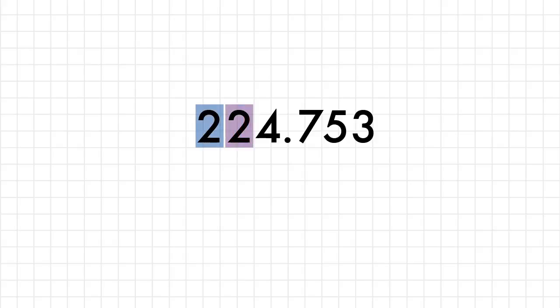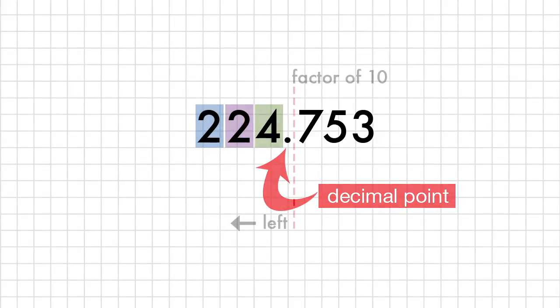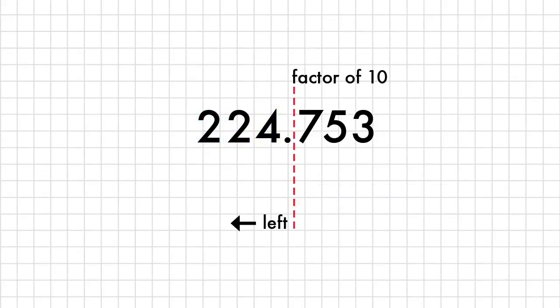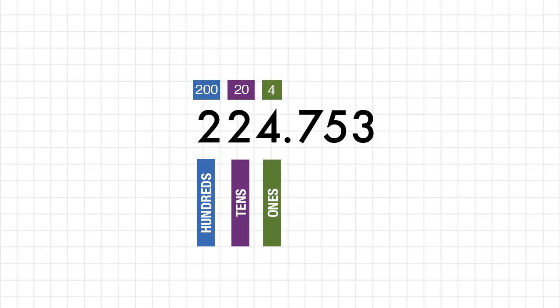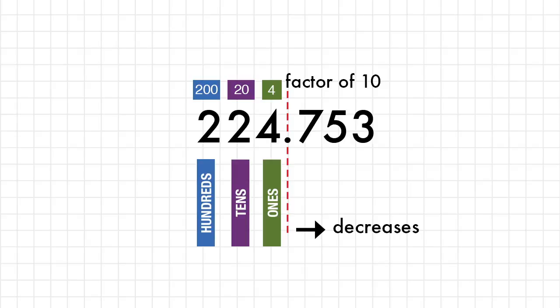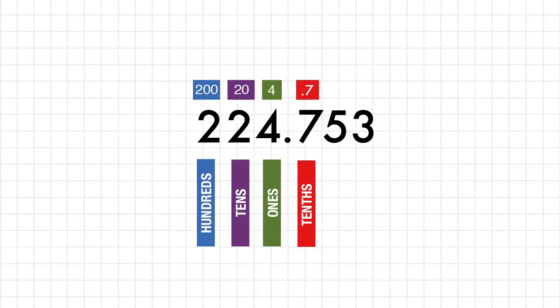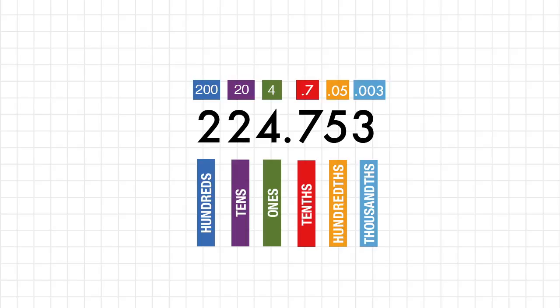Each digit before the decimal point on its left increases by a factor of 10. So the first number to the left is ones, or units. The second is tens, the third is hundreds, and so on. Each digit behind the decimal point, on its right, decreases by a factor of 10. So the first number to the right is tenths, the second is hundredths, the third is thousandths, and so on.